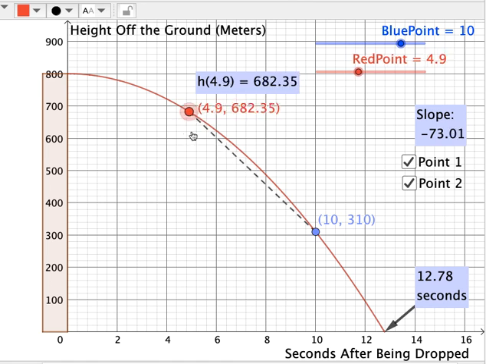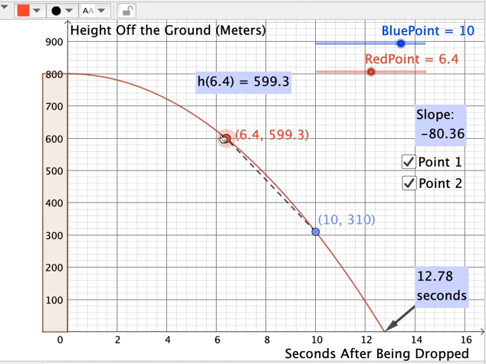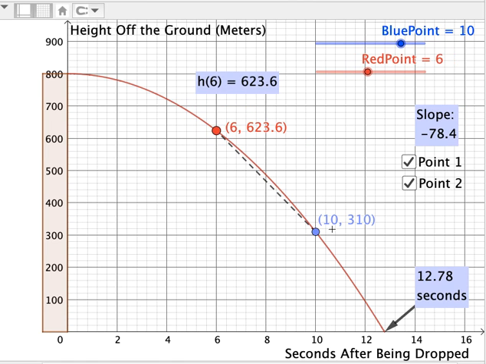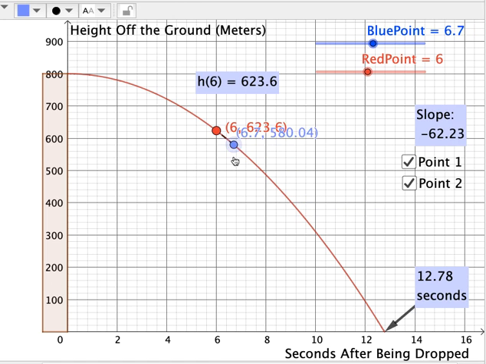Now, if we want to know how fast it's traveling, let's say at 6 seconds, well, we can try to get this as close as possible so that it's almost right on top of the red point, but it's a little bit distant. So between 6 and 6.1 seconds, the ball is traveling at negative 59.29 meters per second.